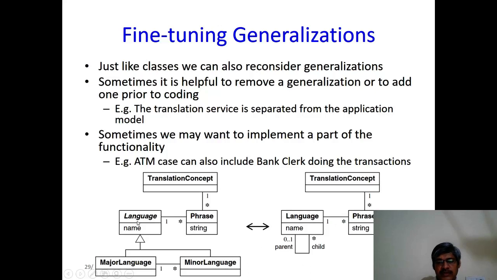Also, sometimes you would like to remove the generalization, for example, if you want to implement only a part of the functionality. Until now we were discussing the ATM case study, where we always said the banks and the ATMs are the ones doing the transactions. A person can also go to a bank and the clerk can do the same transactions for you. The way this ATM will do the transaction via this consortium computer, and the way the bank clerk does the transactions, will be different.